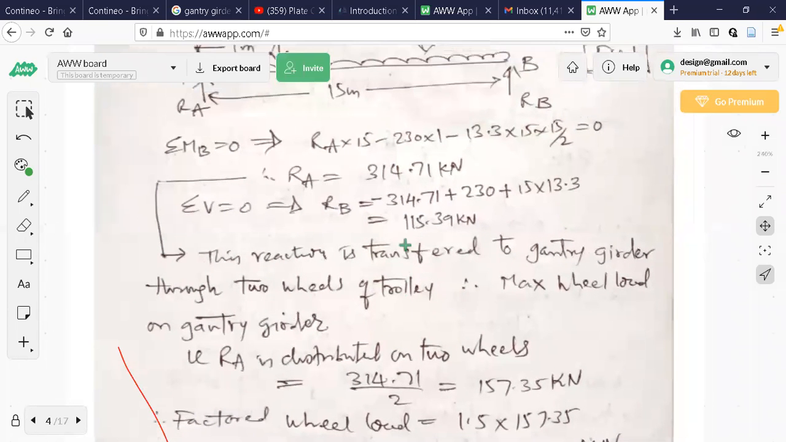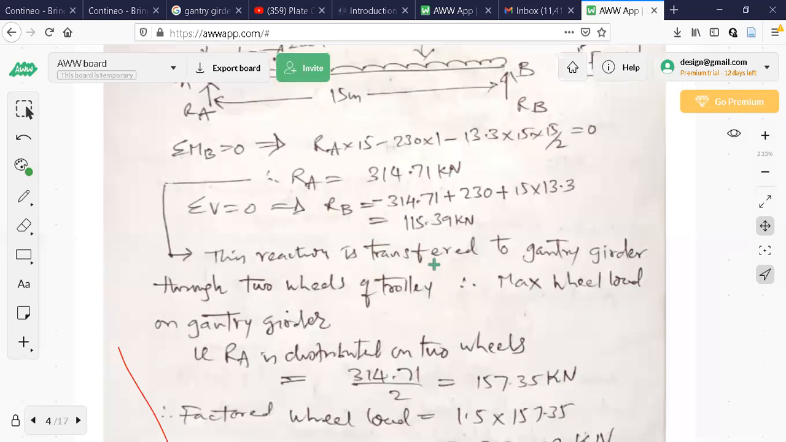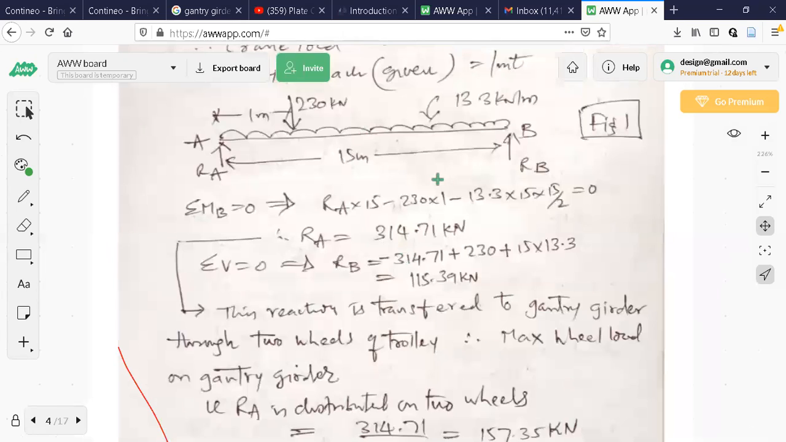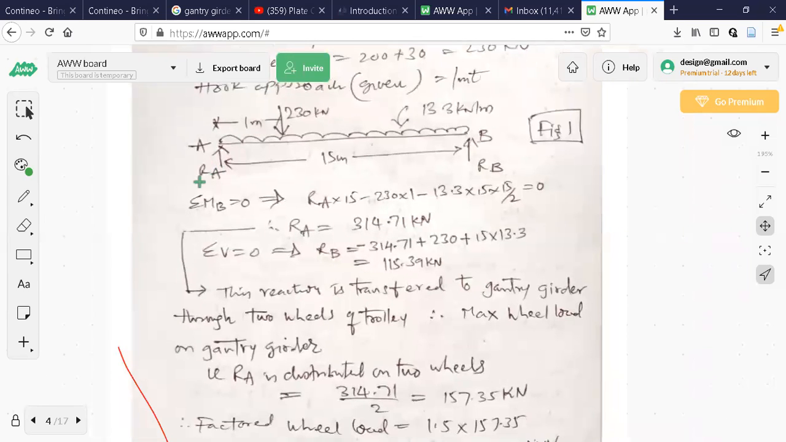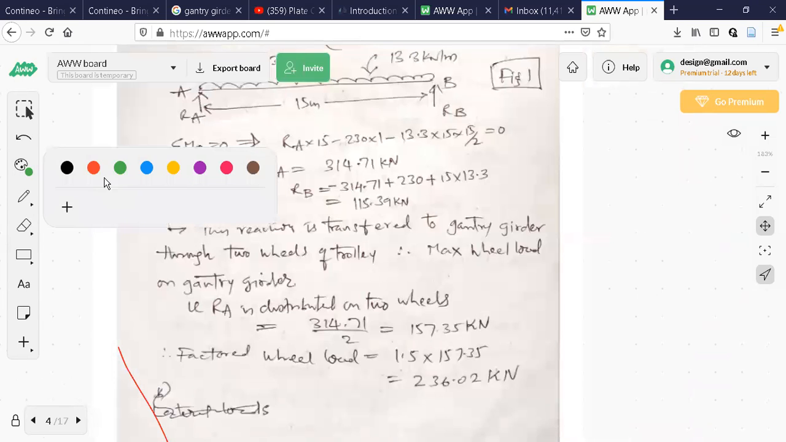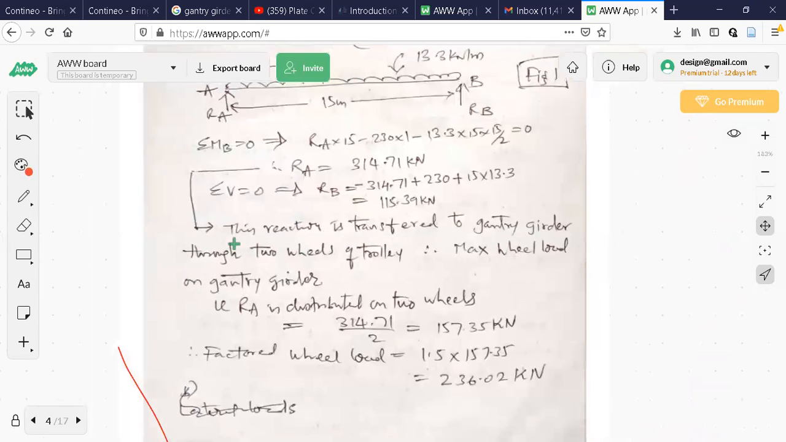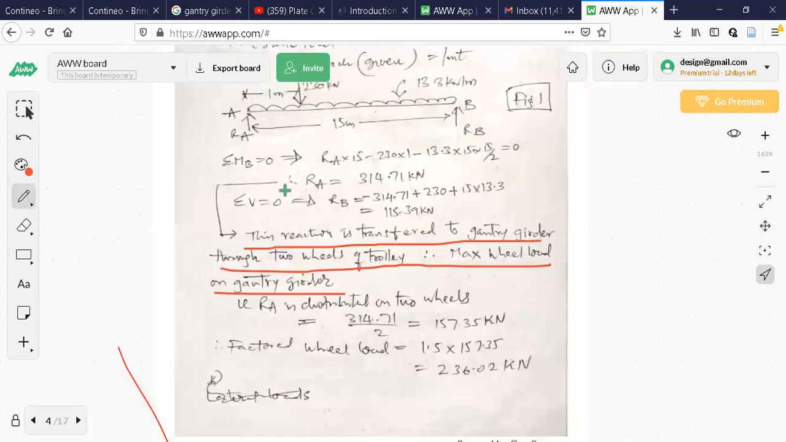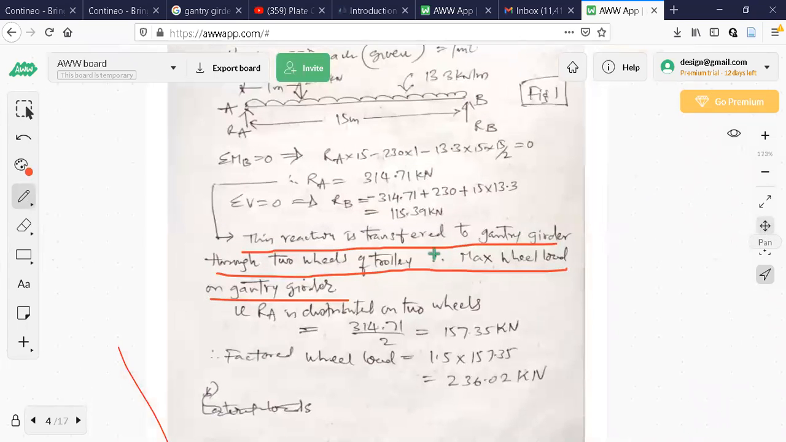Now what is happening is important. Once these reactions are calculated, they are transferred to the gantry girder. How is it? I'll show you the plan here. Just see. What is important here, which you may get confused about, is this line. Only that much I'll cover and then I'll take the attendance. This is what you should understand, because the reaction calculation should not be a problem. It is a strength of material problem now.